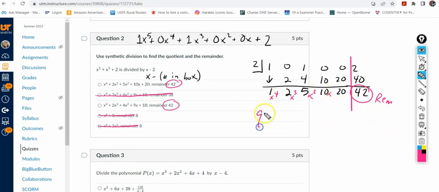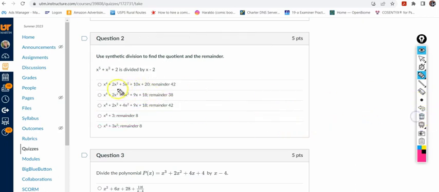So my quotient is going to be 1 times x to the 4th plus 2x cubed plus 5x squared. And that rules this one out. All right, so it's going to be this one, plus 10x plus 20. That's my quotient. Okay. So it's going to be our first one there.